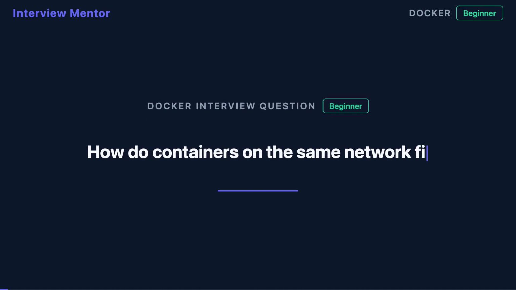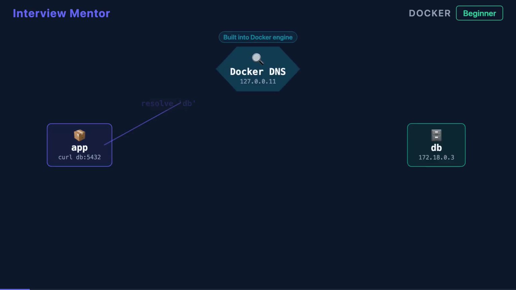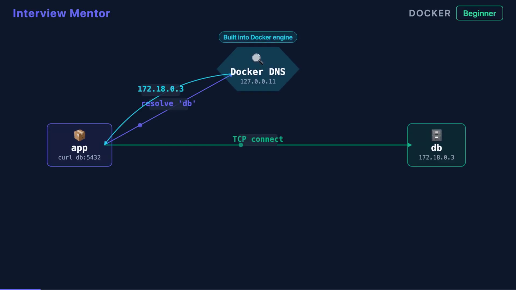Why can your containers talk by name in Compose but fail in raw Docker? Docker has a built-in DNS server embedded directly in the engine. When a container tries to reach another container by name, Docker intercepts that DNS query and resolves it to the target container's IP address automatically. This is powerful because container IPs change on every restart. Referencing containers by name instead of IP keeps your architecture stable.